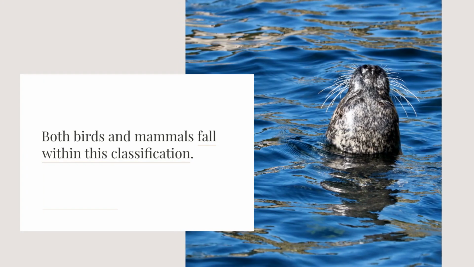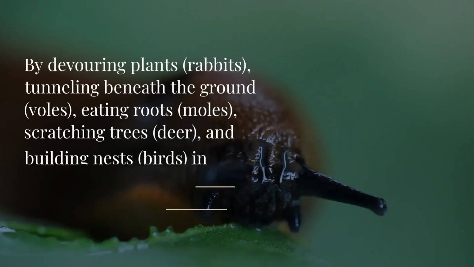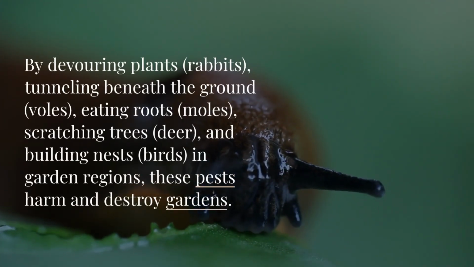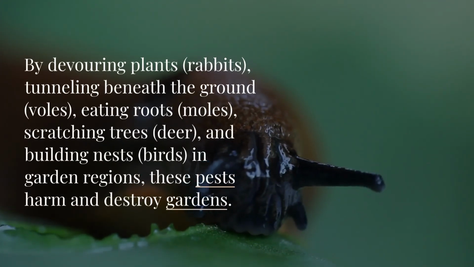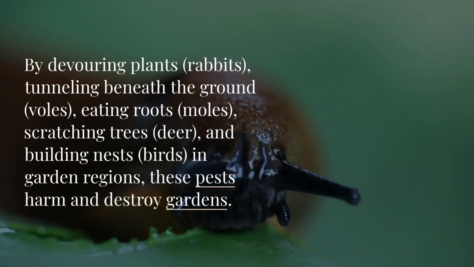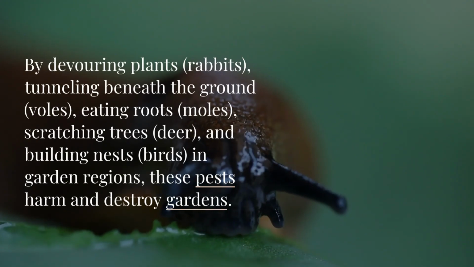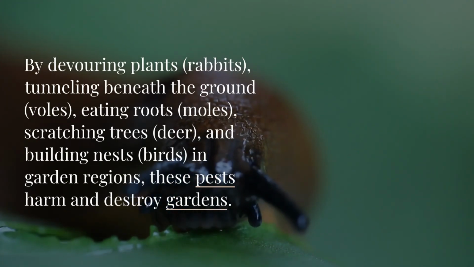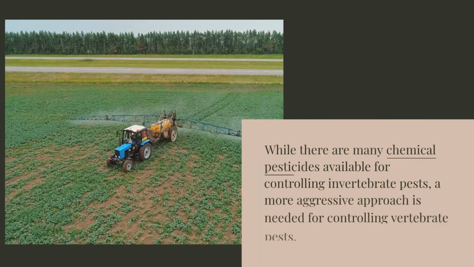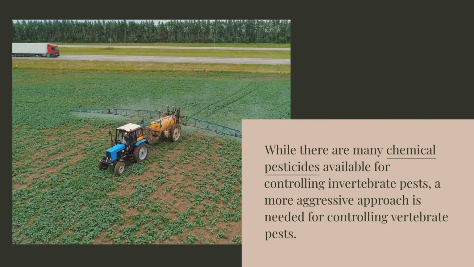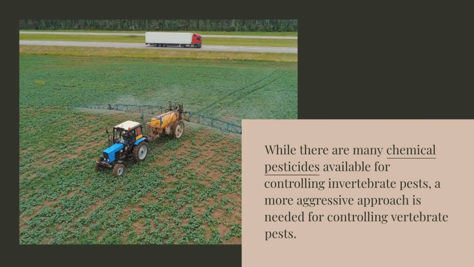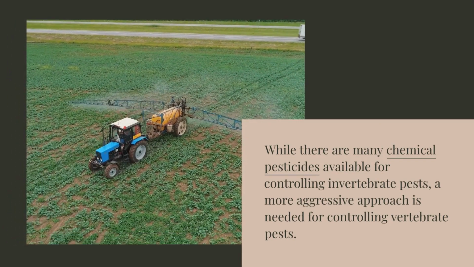By devouring plants, tunneling beneath the ground, eating roots, scratching trees, and building nests in garden regions, these pests harm and destroy gardens. While there are many chemical pesticides available for controlling invertebrate pests, a more aggressive approach is needed for controlling vertebrate pests.